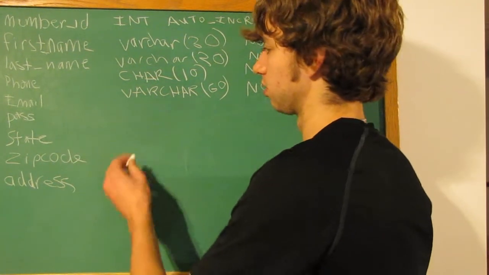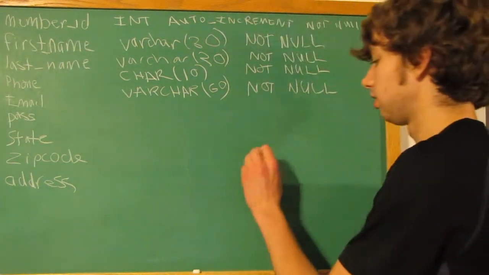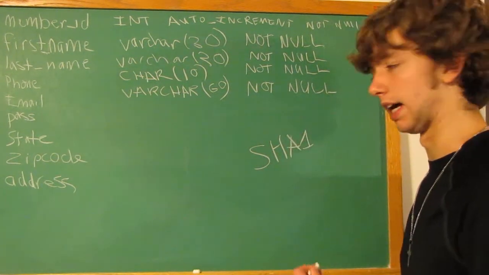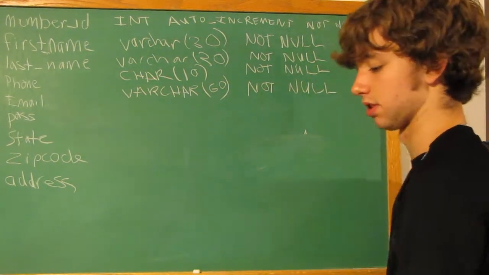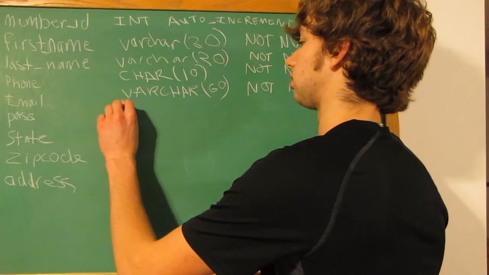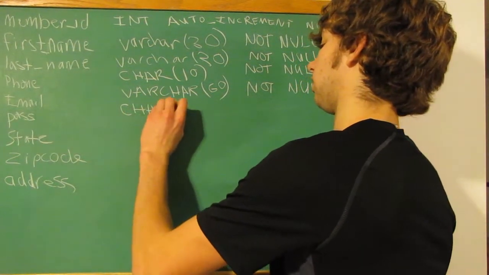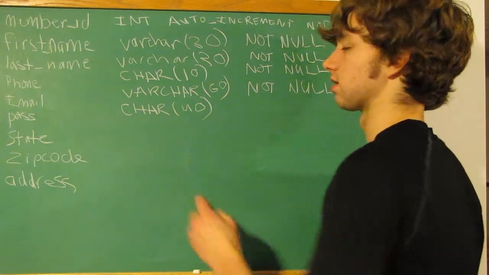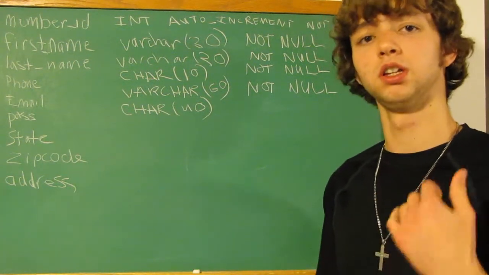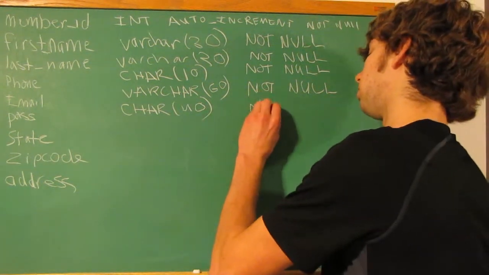Pass for password. That one, we're going to use the SHA1 function on it, which is just a hashing function that we spoke about earlier. So this one will be char 40, because that function I was just talking about is going to create a 40-digit hash. This will also be not null.